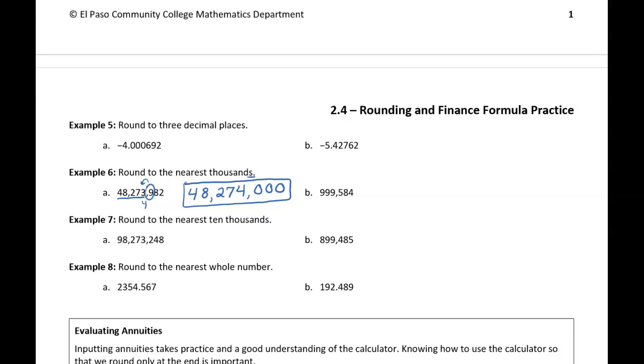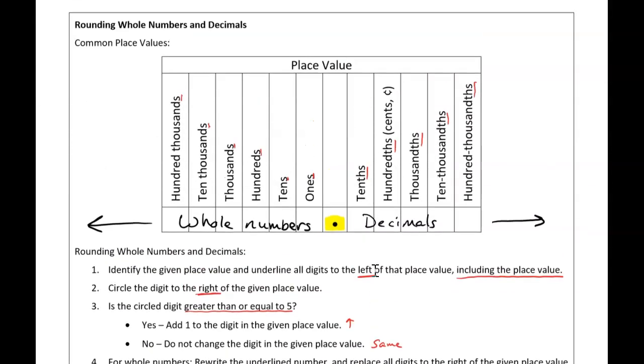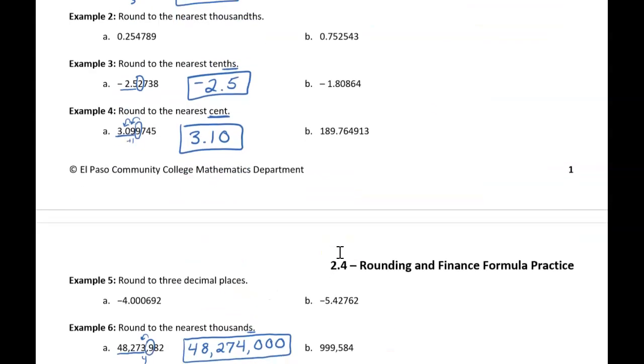One more. Let's try example 8. Now in this one, we're rounding to the nearest whole number. Whole number. So where were our whole numbers in our place value chart? Well, our whole numbers are to the left. So the first whole number we have is this ones place. So when we're asked to round to the nearest whole number, we're asked to round to this position here. So we're looking at what's happening right at that decimal place.